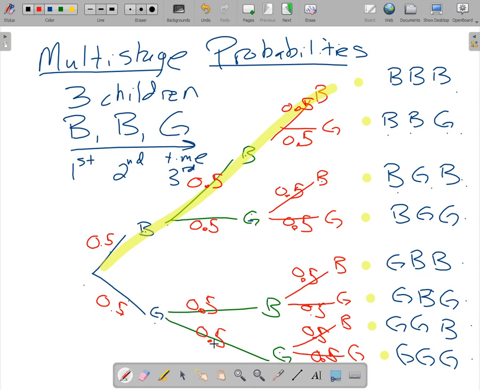All right, I think I got them all. So to calculate the probability when the weights are in the tree, you multiply when you move through the tree. So 0.5 times 0.5 times 0.5. So what's 1/2 times 1/2 times 1/2?